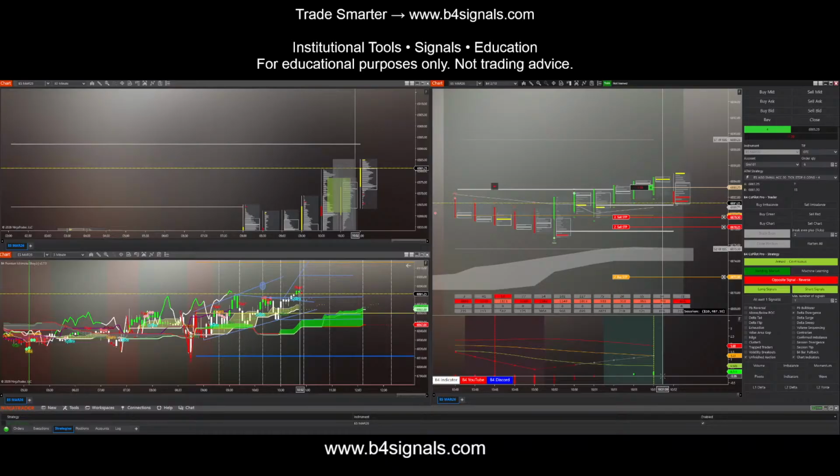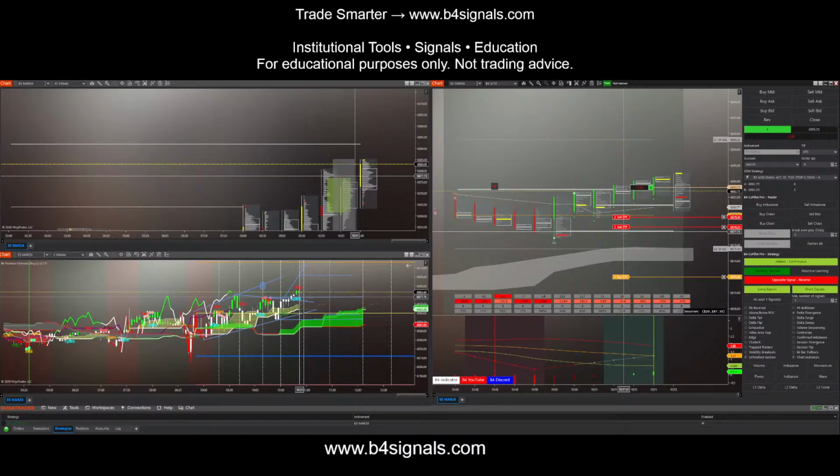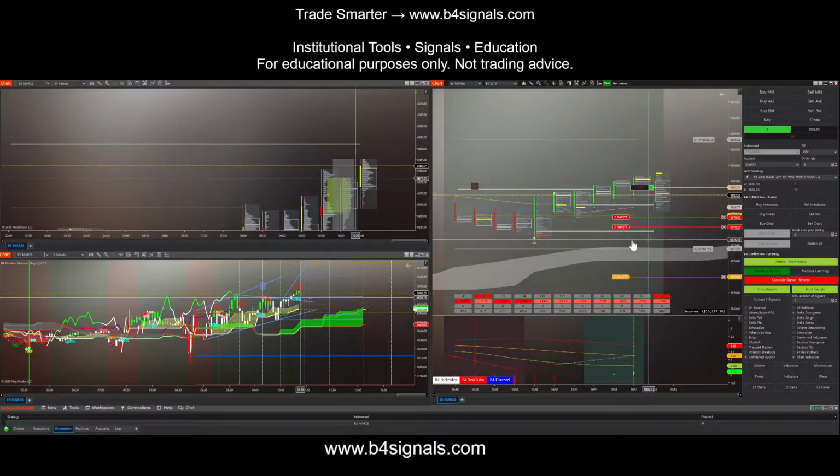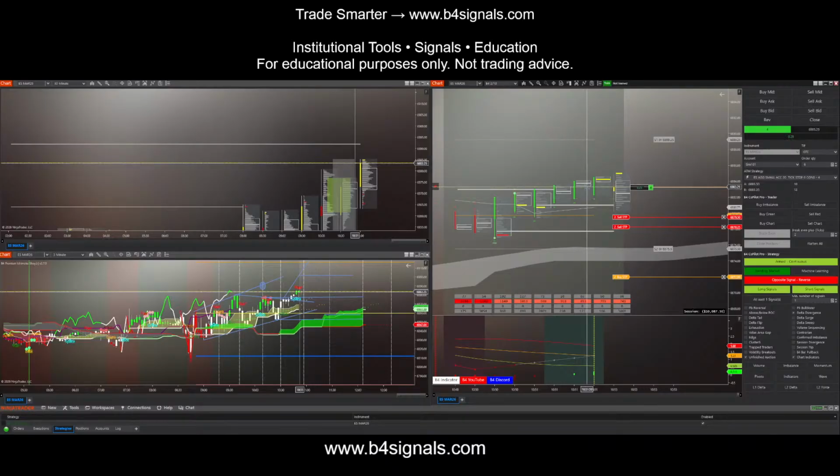So where do we expect to find potential support in this? Well, right up in here. If it breaks that, it's game over until we get right here. So you can use these footprints for your trade management principles and risk management.